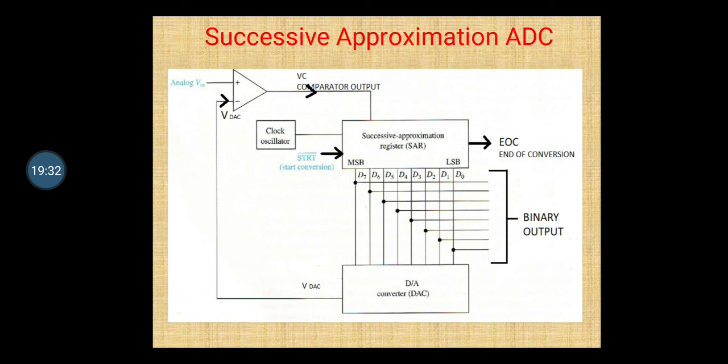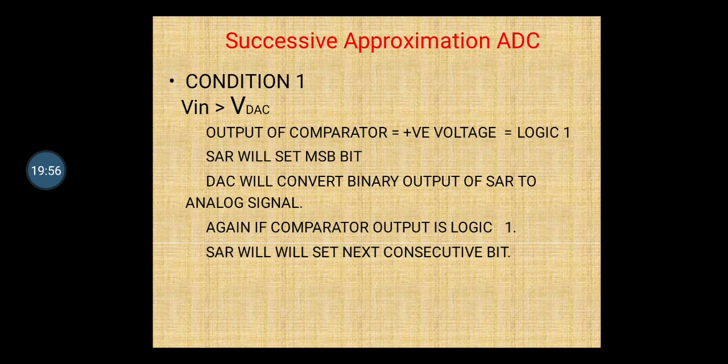And finally, when it reaches D0, when the analog voltage is equal to VDAC, when both become the same, the SAR will stop, and whatever output is generated at the output of the SAR, the successive approximation register, is your final binary output. So this is what is written here.